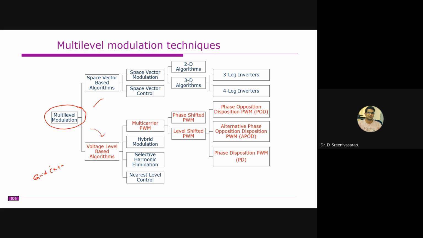In space vector modulation techniques, or the space vector based algorithms, we treat the inverter as an entire unit. Whereas in PWM techniques, or the voltage based algorithms, we have a carrier signal and a modulating signal, and each phase is controlled separately. In space vector based algorithms, all three phases are controlled together.